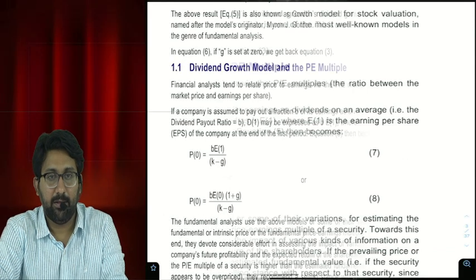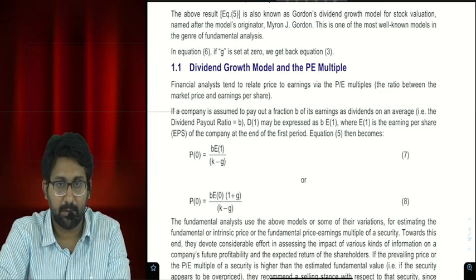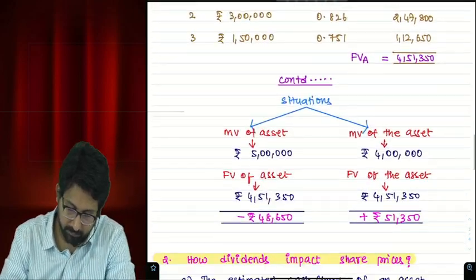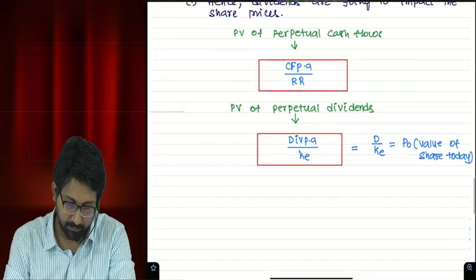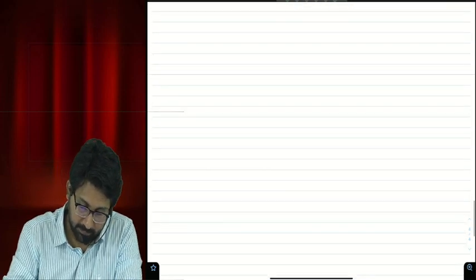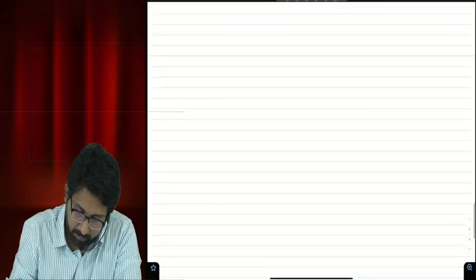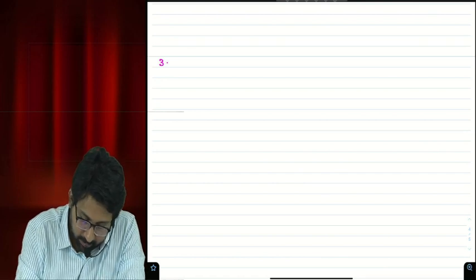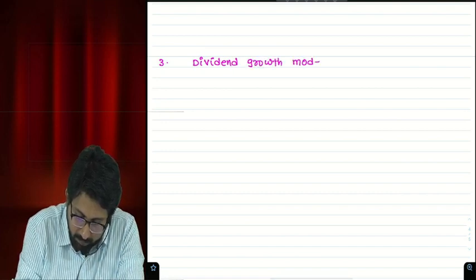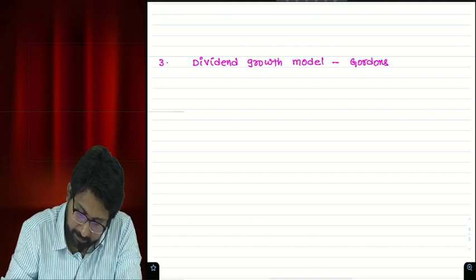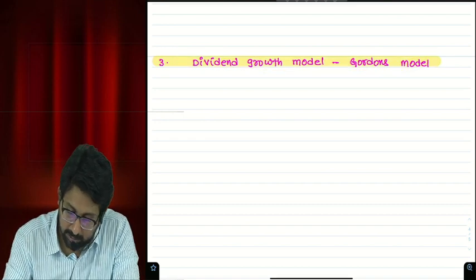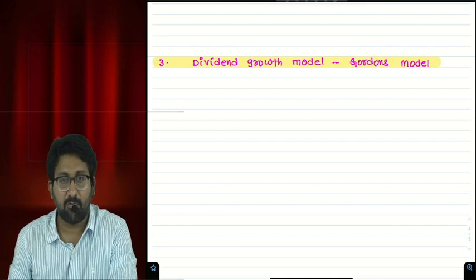Let us start. Two completed, number 3. Gordon's model, they will call it. Let us understand what this model is all about.